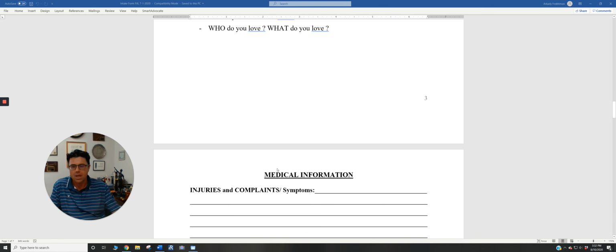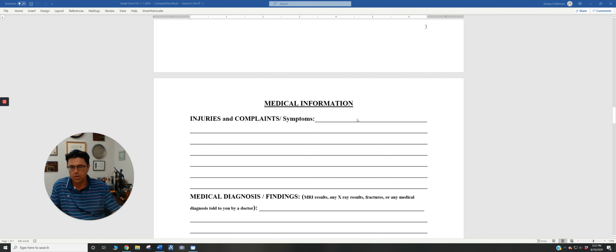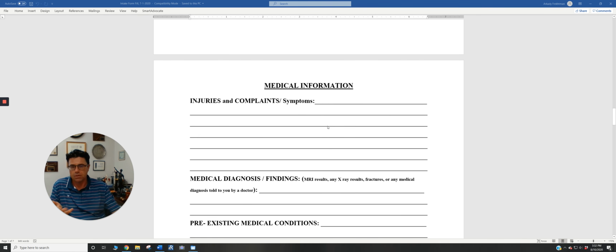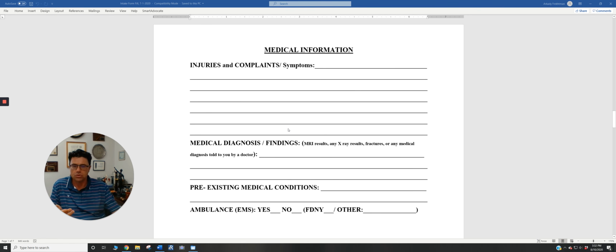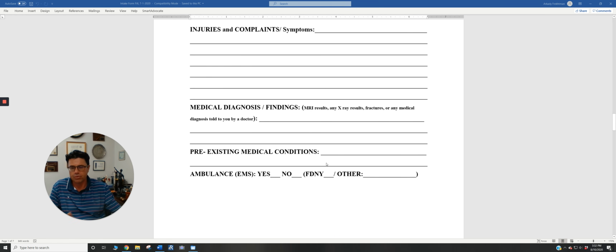So it's very, very important to get into this and to be able to tell their human story. And then, of course, we have to go through the medical information, the injuries, the complaints and the symptoms, the diagnosis and findings. Usually, if somebody hires a lawyer right after an incident, they're not going to have too much medical diagnosis yet because the crash just happened, right? But sometimes people will change lawyers or they will hire a lawyer even a year after an incident, and then they already have medical records and they already have doctors and they have a diagnosis. So that's very helpful as well, whether they have any pre-existing conditions.